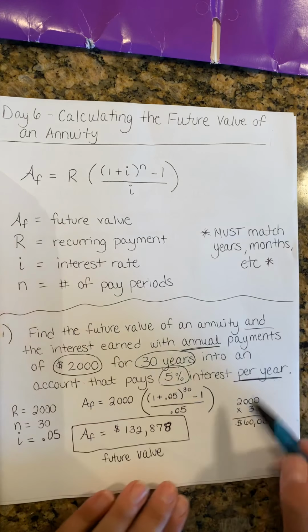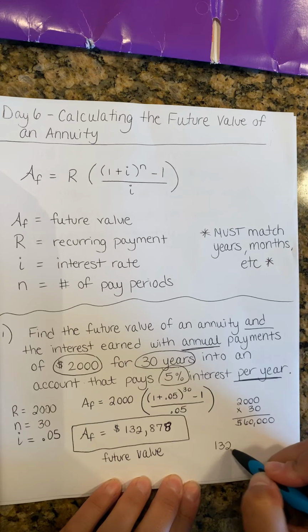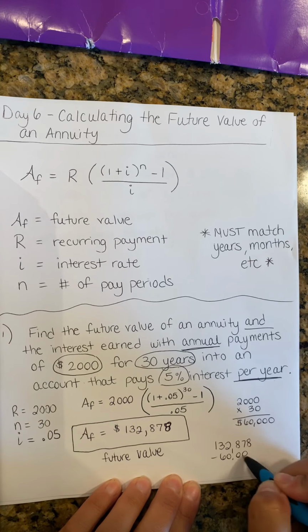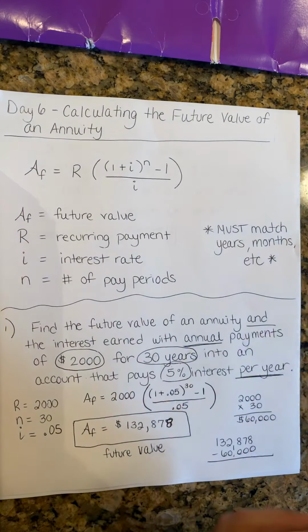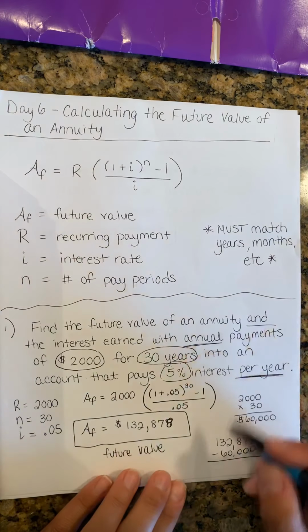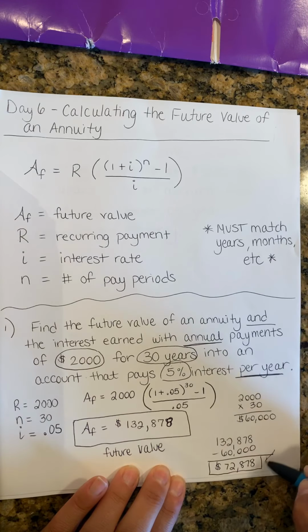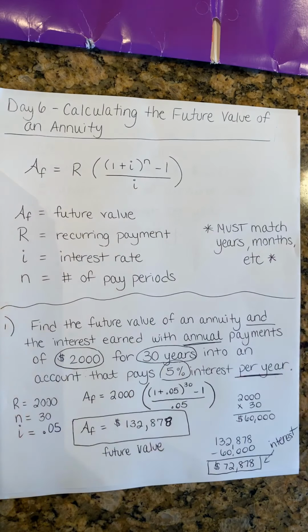You put it in every year. So to figure out how much interest you earn, you take your future value of your annuity and you subtract out how much you put in. And guess what? That'll tell you how much interest you got from the bank. So you made $72,878 in interest. So you actually made more money in interest. You were given more money than you actually put into this account.